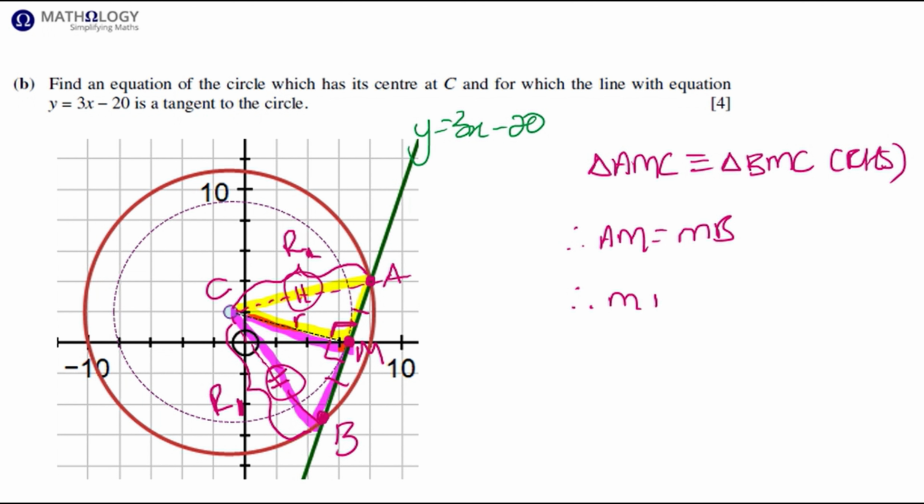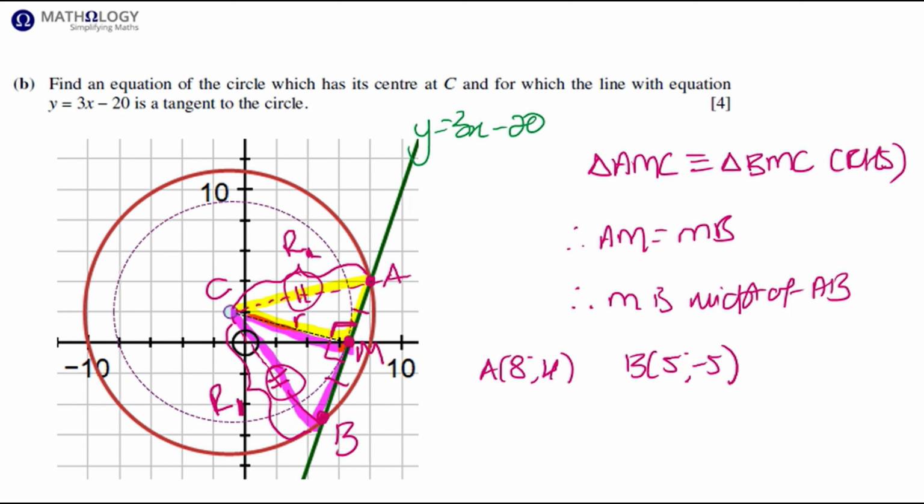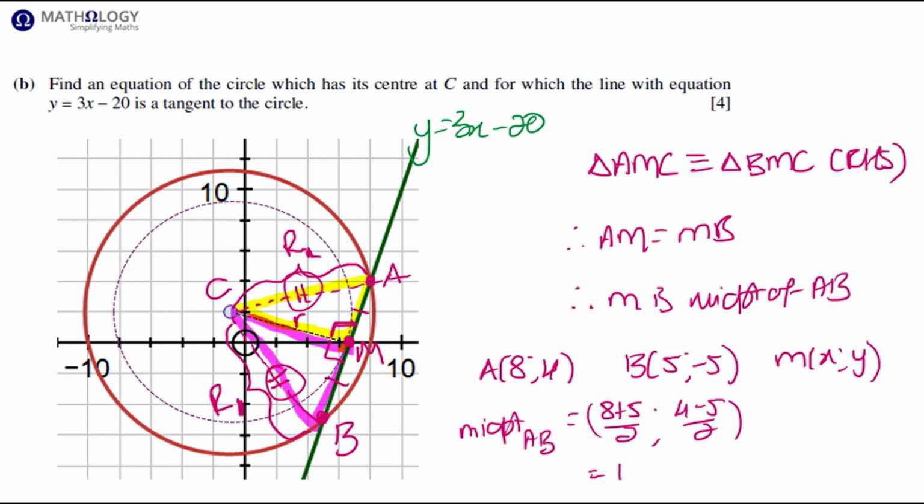And therefore, M is the midpoint of AB. We have to do all of this because we have to show that M is the midpoint. We can't just assume just because it looks like it. We actually have to prove that M is the midpoint of AB. And now that we know the coordinates of A and B, A is 8, 4, B is the point 5, minus 5, we can determine the coordinates of M using the midpoint formula. So the midpoint of AB will be 8 plus 5 over 2, 4 minus 5 over 2. So that's 13 over 2 and minus 1 over 2.